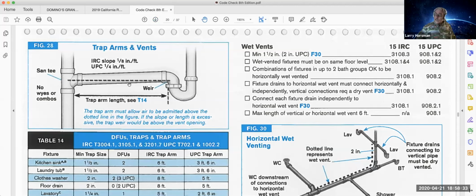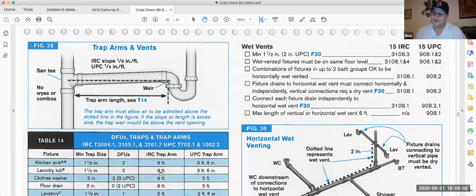That depends on the size of the trap arm. So 1.5 inches, you can go 3'6". 2 inches, you can go 5 feet. And again, the IRC lets you go a lot farther. And so my feeling is most of the time, unless you get a real gung-ho inspector, if you're close, they're probably going to tell you it's okay, or they're going to not mention that it's not quite okay.